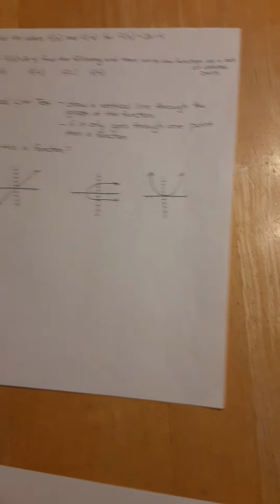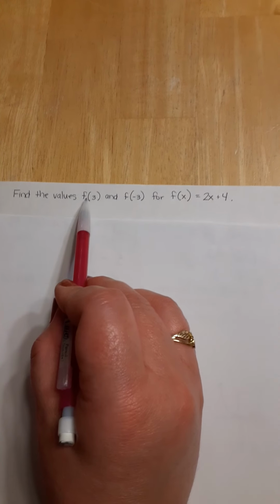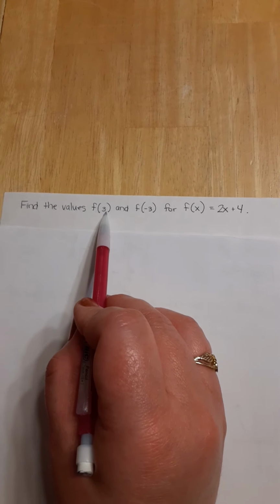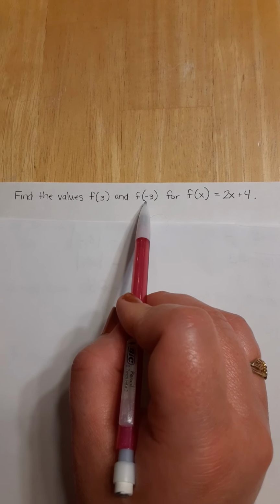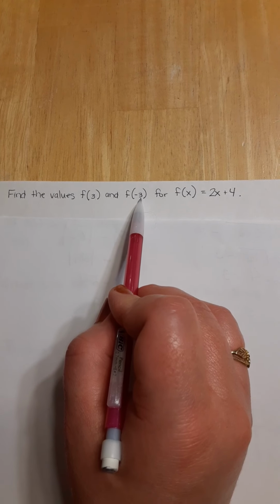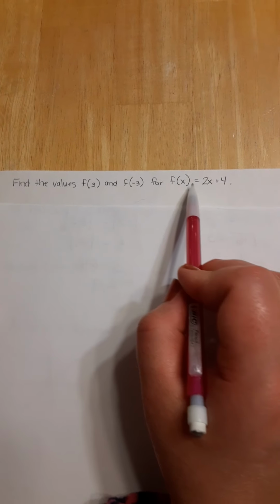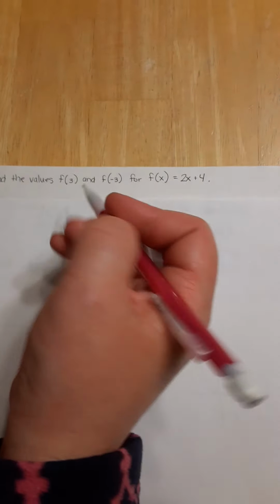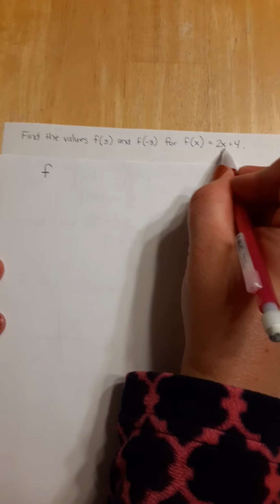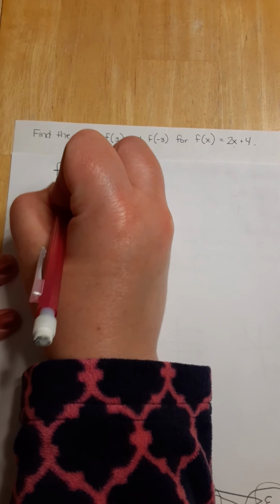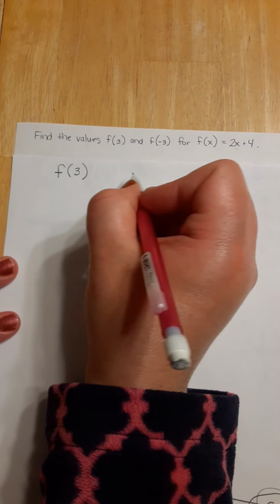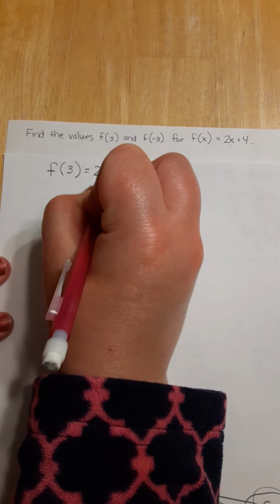Let's do some practice. I am told in this problem that I want to find the value of my function at x when it's 3 and the value of my function at x when it's -3. Here is my function. I'm going to write the function and tell the reader what I'm putting in place of x by putting it in parentheses. Then I write out the problem.